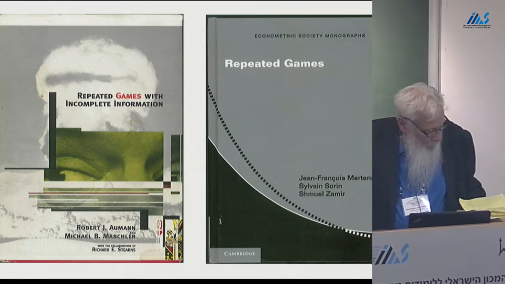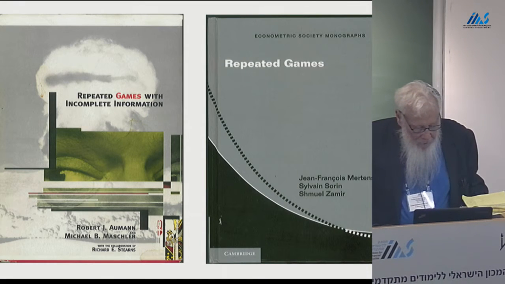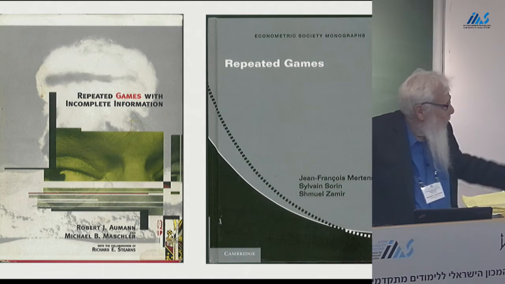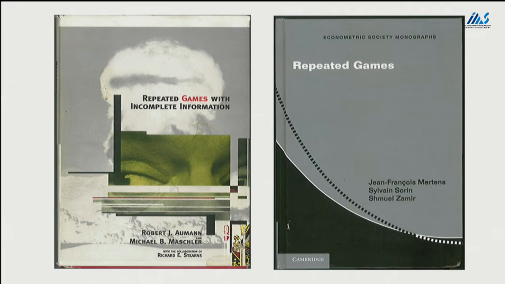Now, you'll see on the left side of this display the cover of the book by Maschler and me, Repeated Games with Incomplete Information, and it has a cloud reminiscent of a nuclear explosion. And that's really what it's meant to be. And the history of this is as follows.